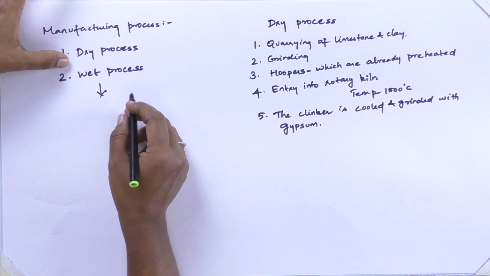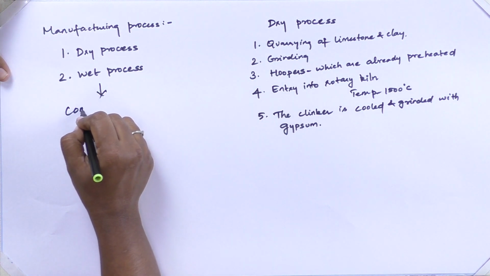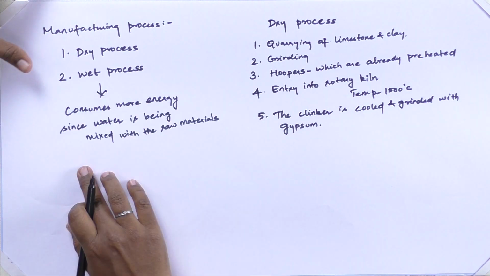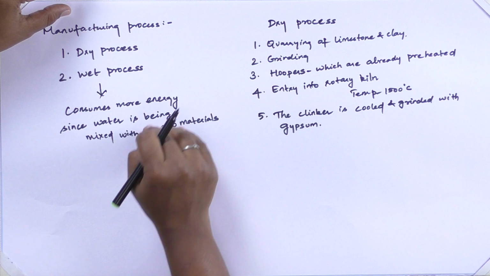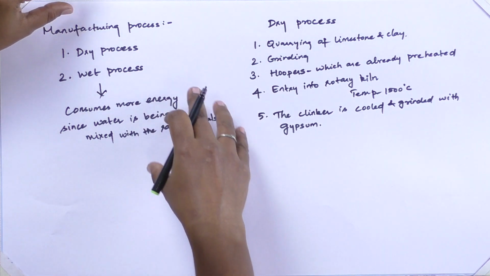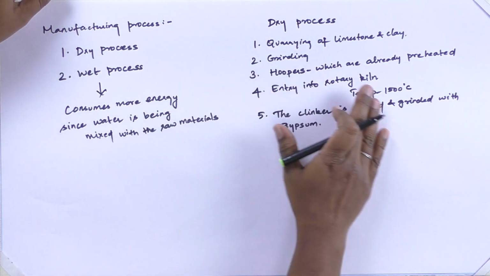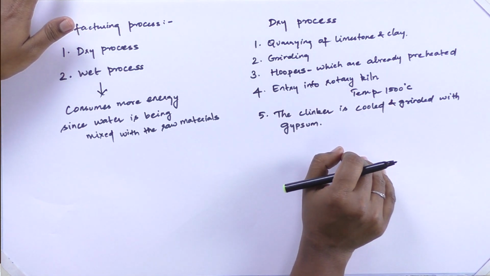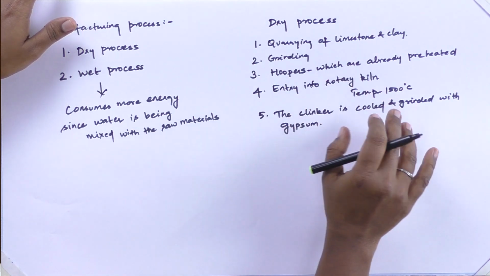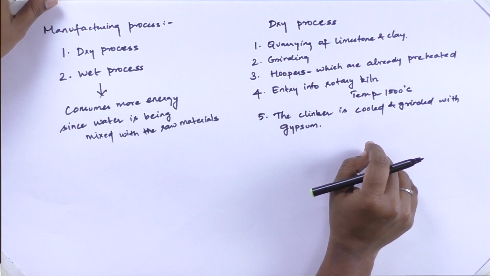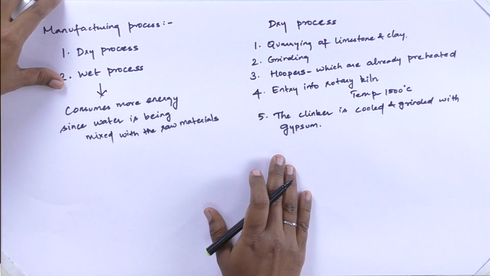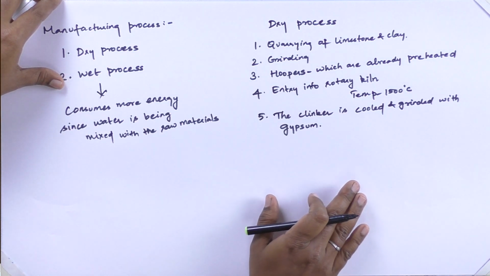The main disadvantage with this wet process is it consumes more energy. So nowadays we are just using the dry process alone to manufacture cement, and this is how cement manufacturing takes place. And I have explained the dry process method of cement manufacturing through a schematic sketch which I will show you now. And this is how cement manufacturing is done.